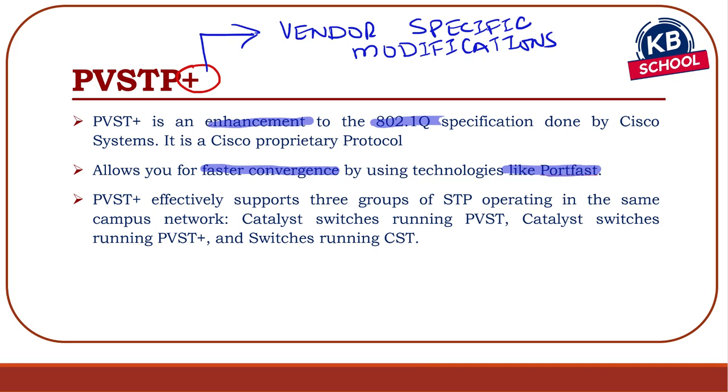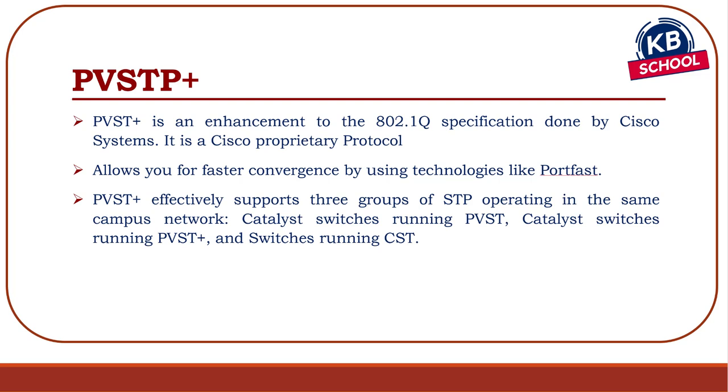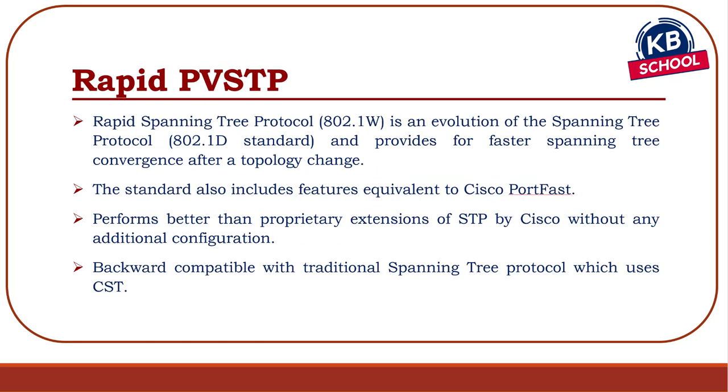Well, when IEEE saw this enhancement, they said, this is great, but we want to do this as what? As an open standard. And they said, let's incorporate the same type of feature in the standard STP. And they did that. And that came to be known as rapid PBSTP. So it came from the PBSTP plus implementation, which provides for what? Faster convergence. So this one would include features like the Cisco PortFast feature. All right.